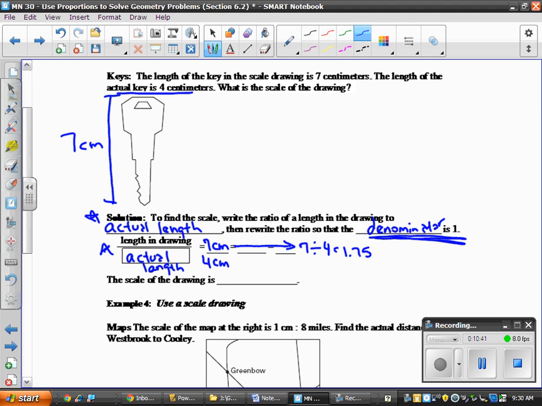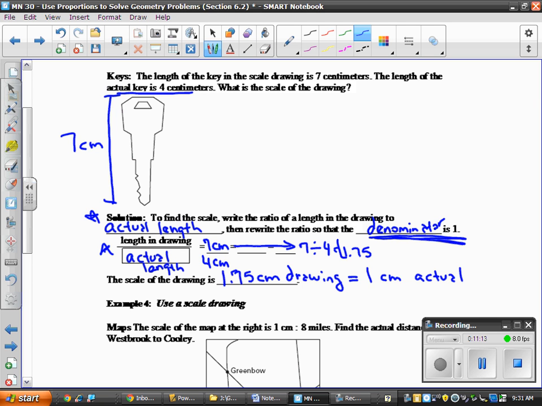And what that essentially means is that 1.75 centimeters in the drawing is equal to 1 centimeter in the actual or real. Okay, so for 1.75 centimeters in the drawing, it's 1 centimeter in the actual picture.